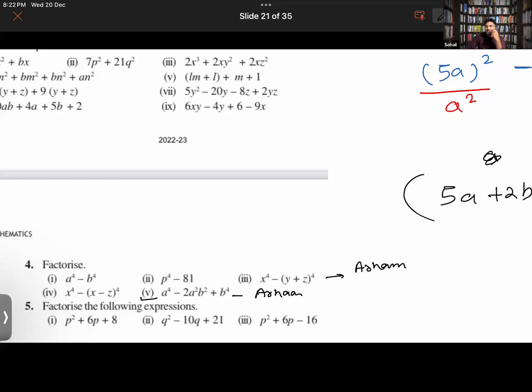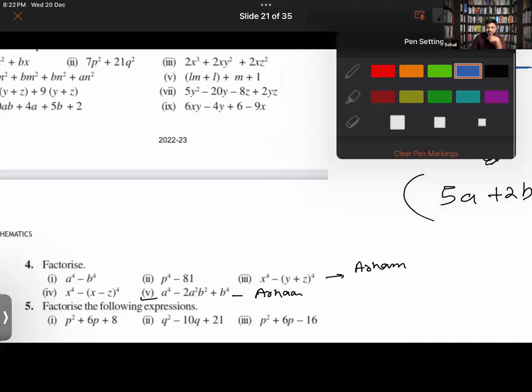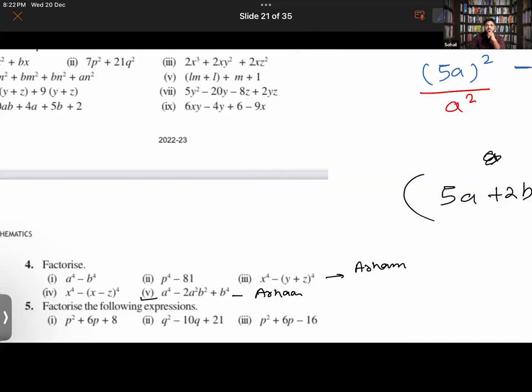If identities are removed from the chapter factorization now, then there is nothing left in the chapter. Okay. So most probably, Arham, I think identities will be there for you also.